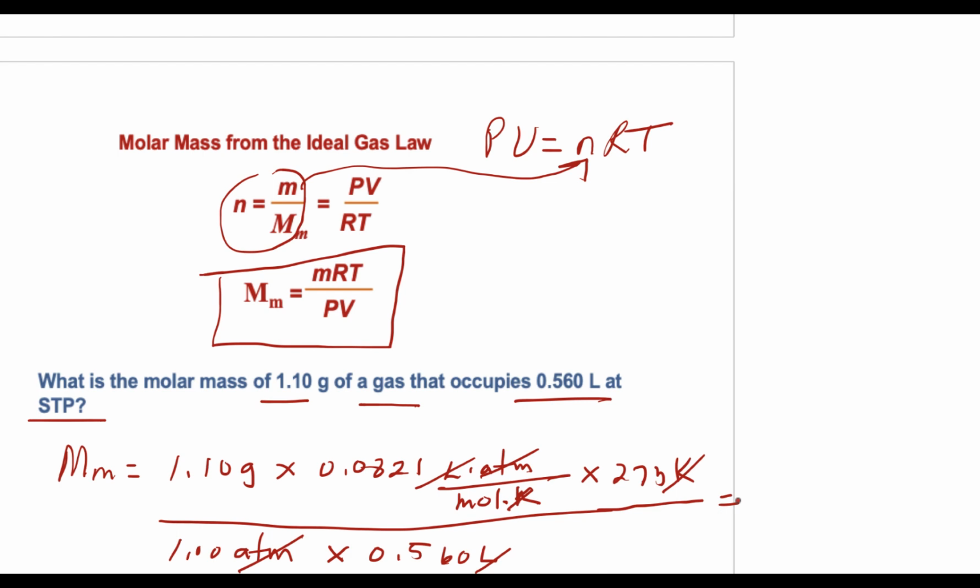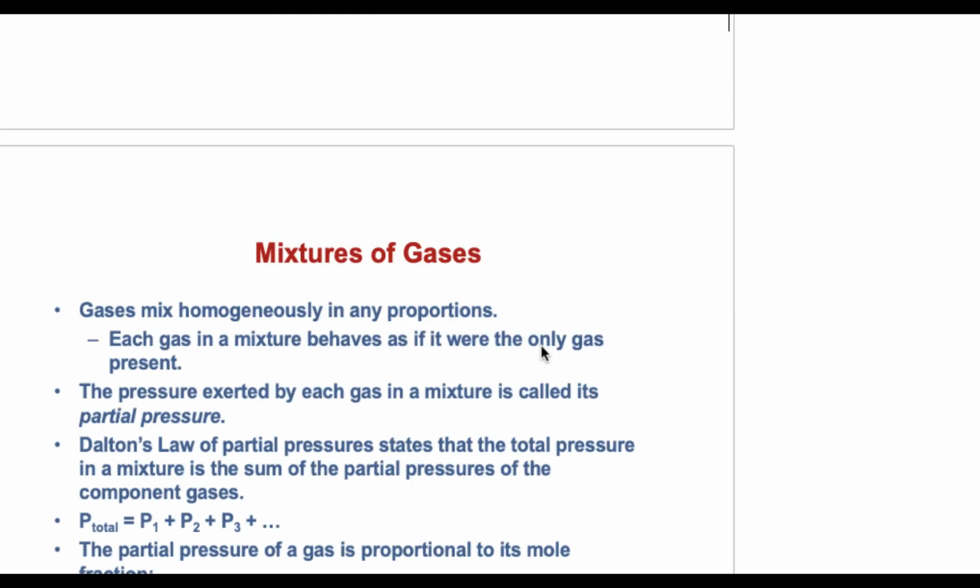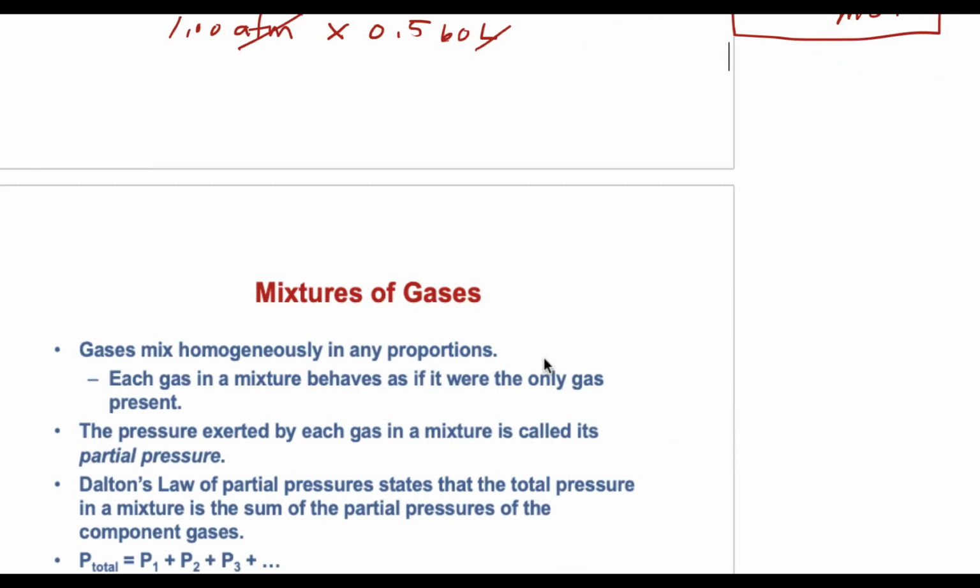So 1.1 times 0.0821 times 273 divided by 0.56, and I get a molar mass of 44.0 grams per mole. So again, if you can derive these equations, they're less to memorize. But that's up to you how you do that.